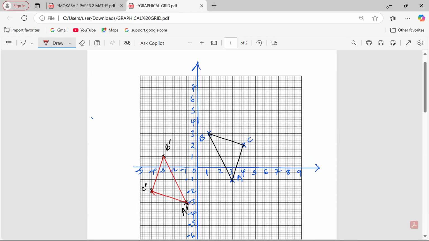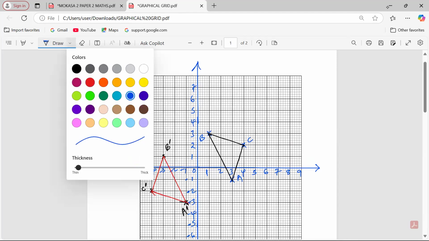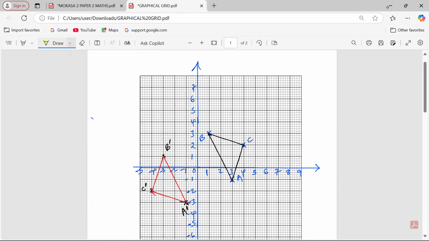So I should join, let me use a color that we have not used now. I join A and A prime, then I bisect. I also do the same for B and B prime. Then I also do the same for C and B prime. I also join B and B prime that way.